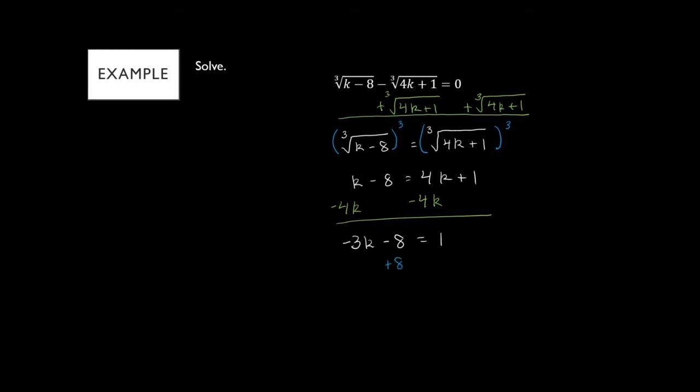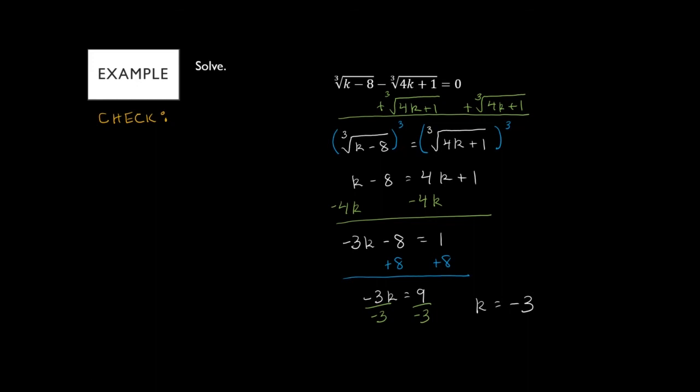Then I will add 8 to both sides. I get negative 3k equals 9. And then when we divide both sides by negative 3, I get k equals negative 3. So now we have to check our work just to make sure that we didn't come up with an extra solution here.